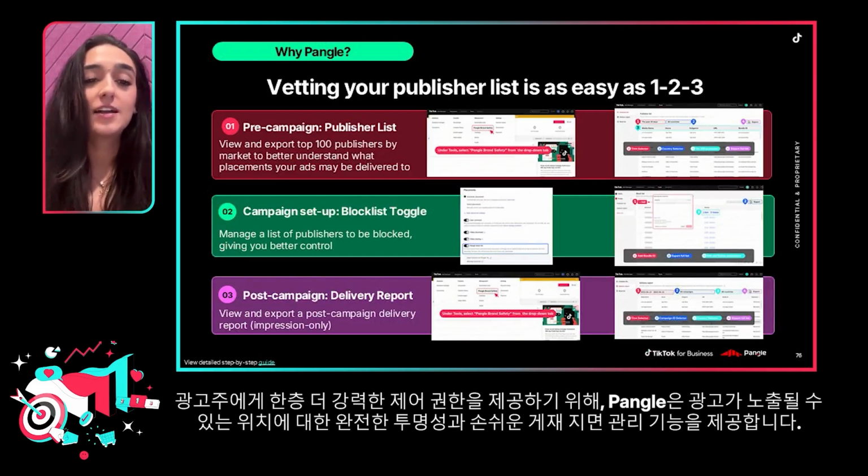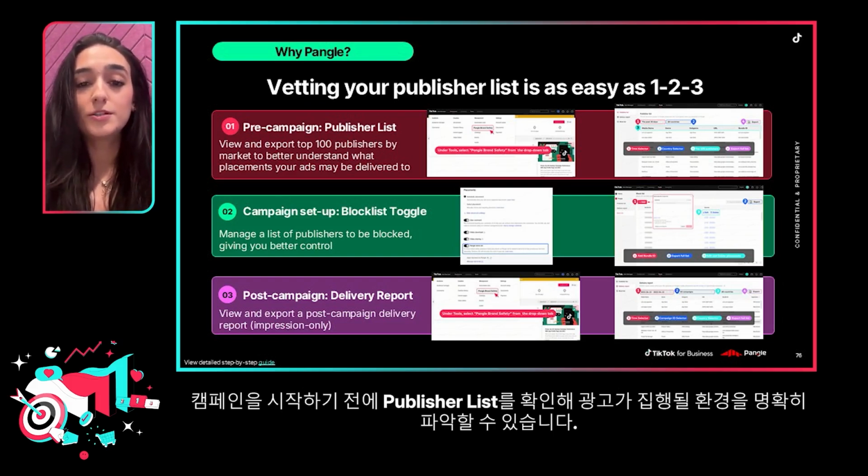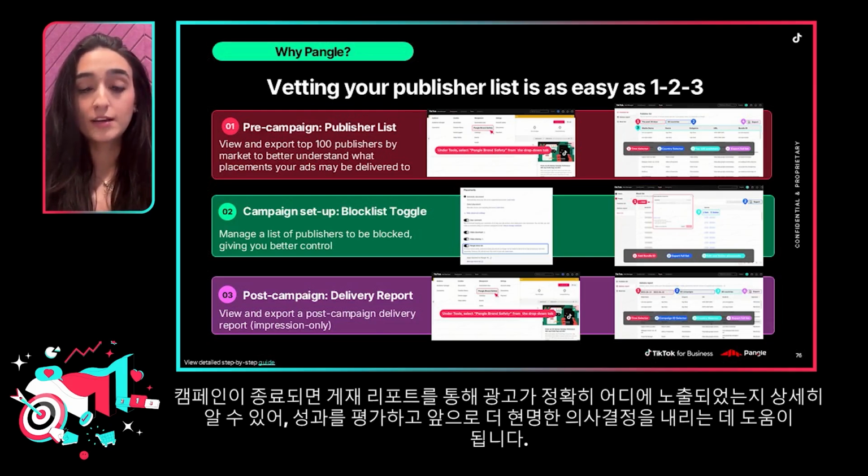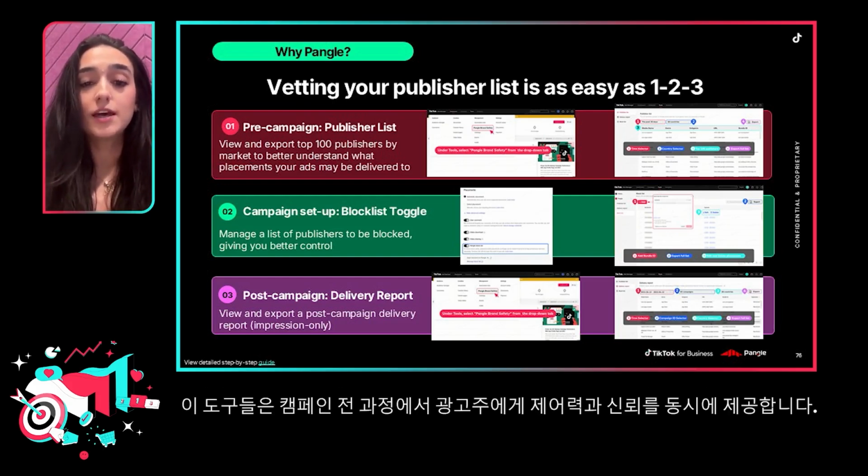To give advertisers an added layer of control, Pangle offers full transparency into where your ads might appear and the ability to manage placements easily. Before you even launch, you can review the publisher list to get a clear sense of the environments your ads could run in. Then, during campaign setup, simply toggle the block list feature to exclude any placements you'd prefer to avoid. Once your campaign wraps up, the delivery report gives you a detailed breakdown of where your impressions were served, so you can evaluate performance and make more informed decisions moving forward. These tools work together to give you full control and confidence at every stage of the campaign lifecycle.